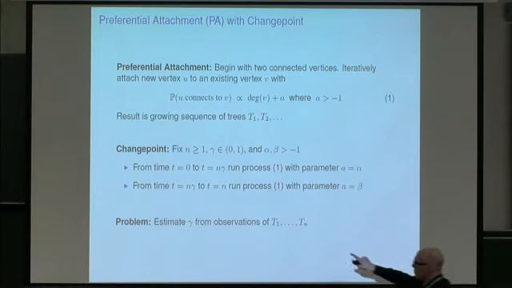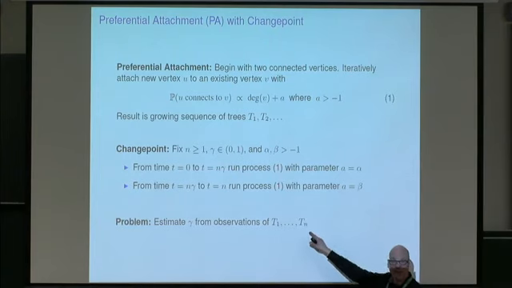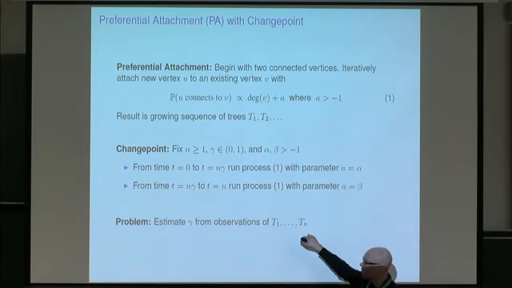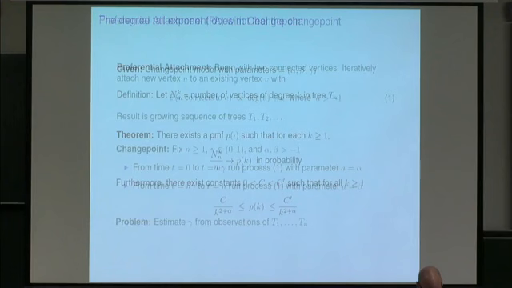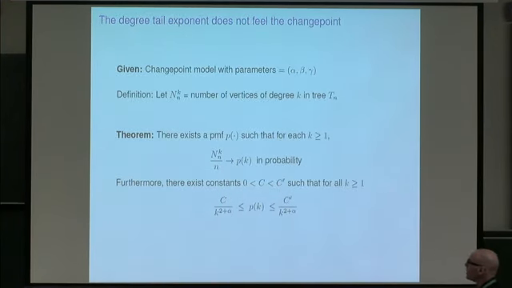Now, in our case, we get to observe the evolution. We're not just given the last graph, the last tree, which is another thing people have discussed; we get to see the entire sequence, and we're interested in estimating gamma. So, 2 basic results. One concerns the exponent of the tail degree distribution. First of all, the tail degree distribution exists. It's well known that it exists when we don't have a change point, and perhaps not surprising that it also exists when we do. What is a little surprising is that the degree exponent doesn't feel the change point, so it depends only on alpha.